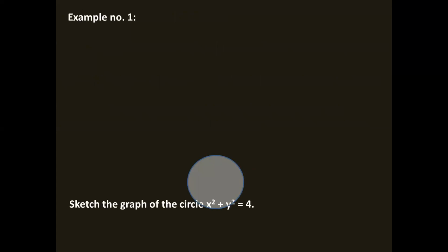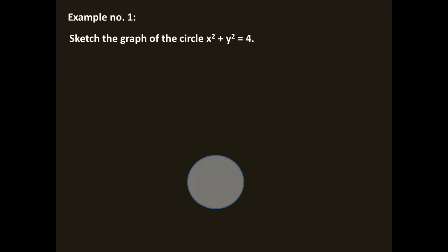For our example number 1, we need to sketch the graph of the circle, x squared plus y squared is equal to 4.